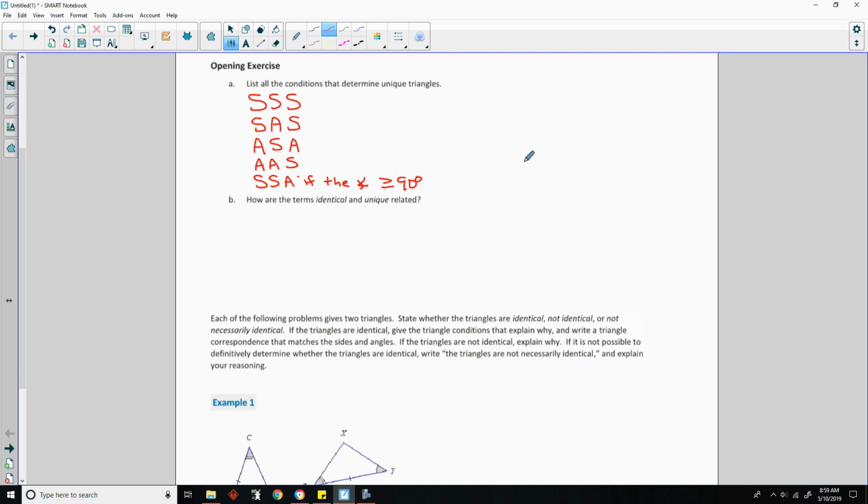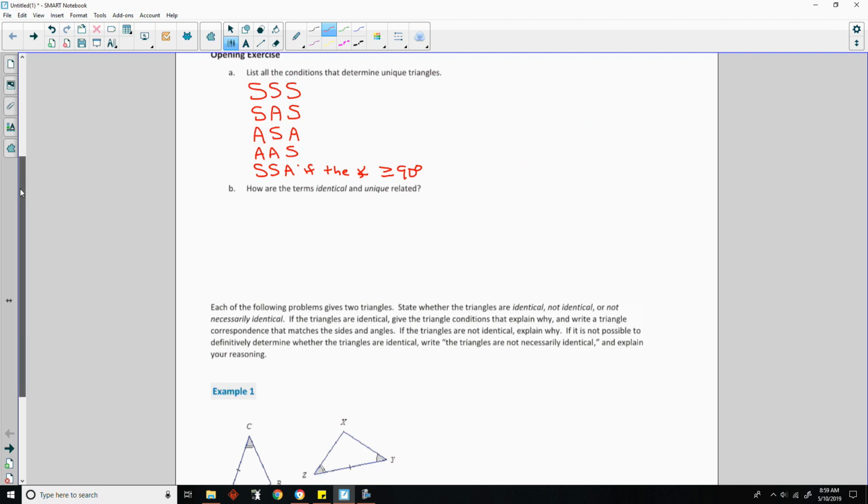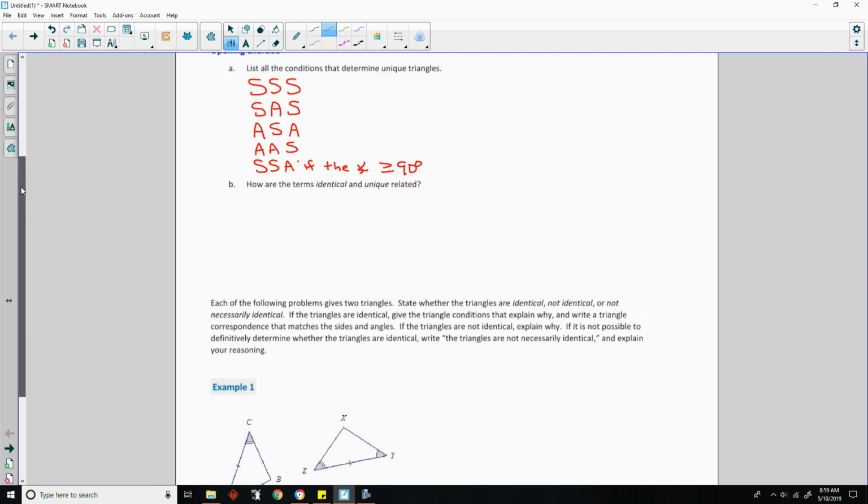There's two possible triangles. And then two sides and a non-included angle, provided that the side adjacent to the angle is shorter than the side opposite. Okay, I'm not going to write that, but there they are.